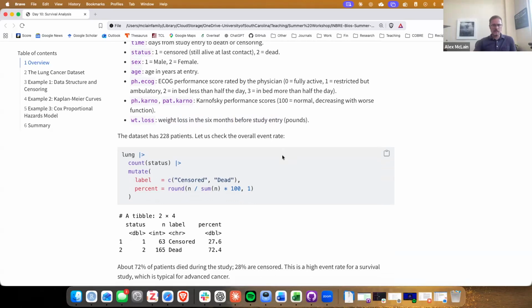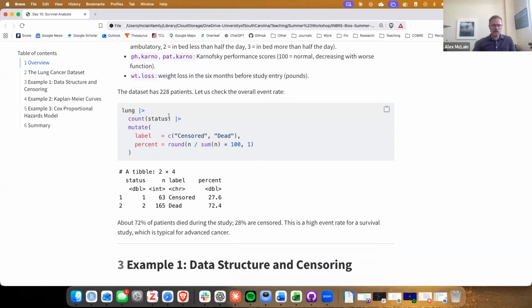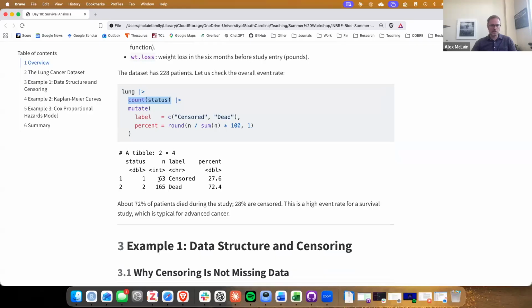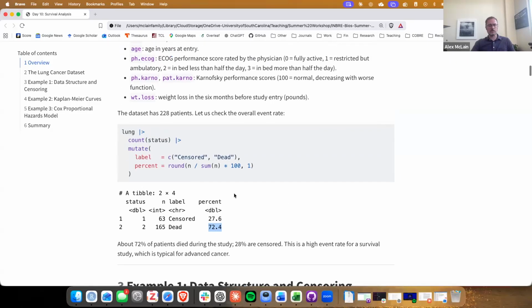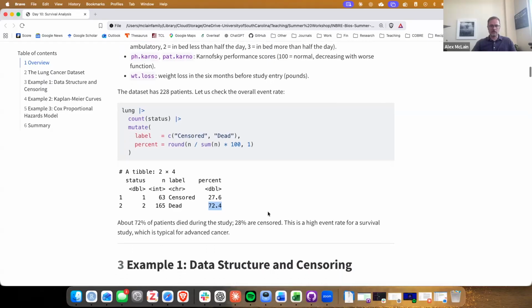Let's check the overall event rate. So here we're going to count status. This is going to give us how many were censored, how many were dead, apply a label to it, and get the percentage, rounded. So 63 total patients out of 228 were censored. That's 27.6%. The remaining 165 did die in the study, which is 72%. So this is a pretty high event rate for a survival study, which is typical for advanced cancer. If you see studies that enroll people early on, you won't see event rates this high.